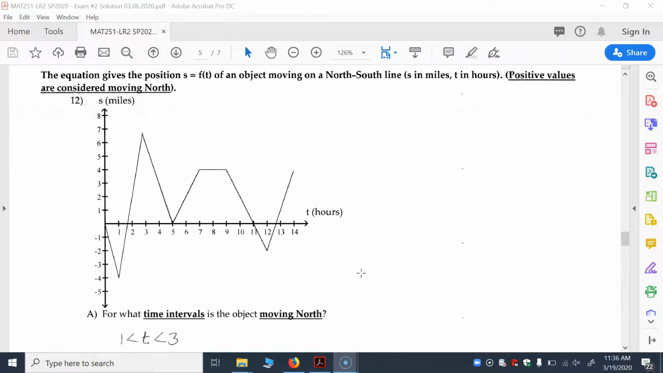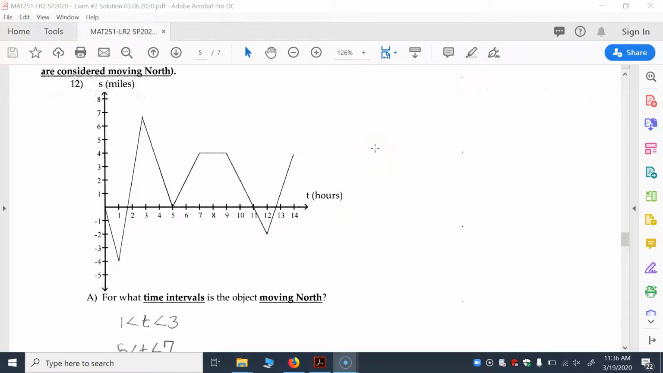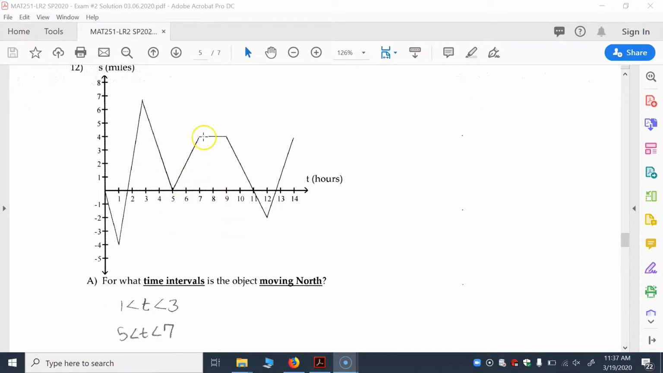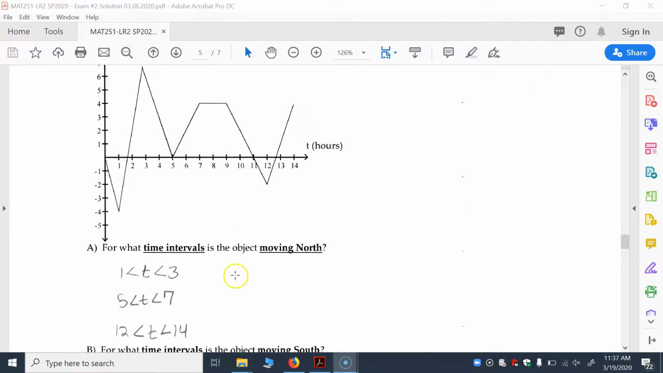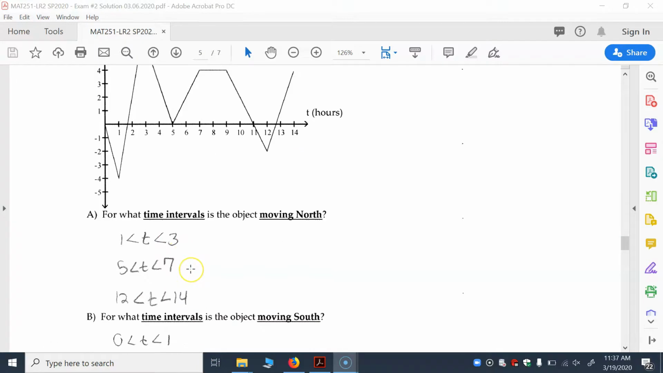All right, last problem on the no calculator part. All right, this is a graph of a position function. So moving south would be going down, moving north going up. And so we really just want the time intervals, all right, our x values or horizontal variable values. All right, when's the object moving north? So it would be moving north from time 1 to 3, all right, from time 5 to 7, and time 12 to 14.